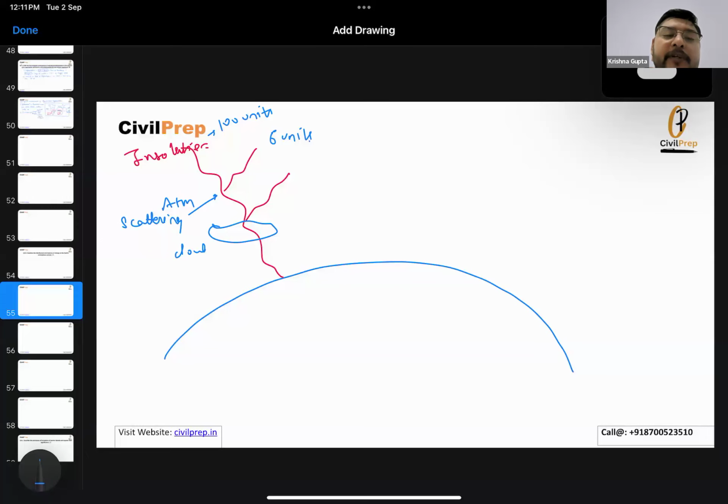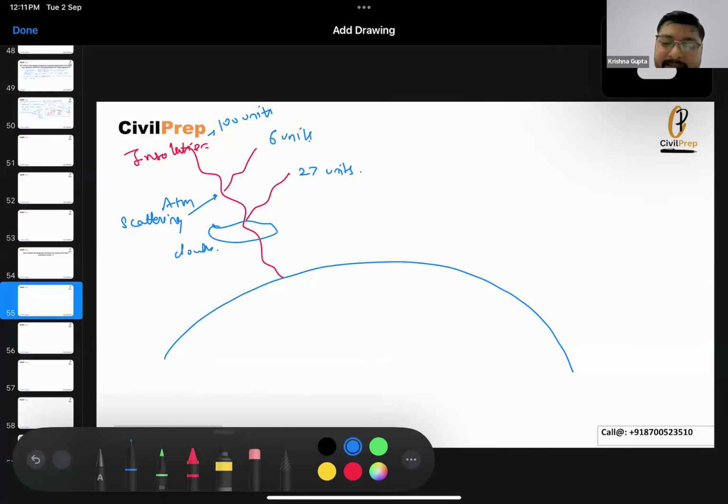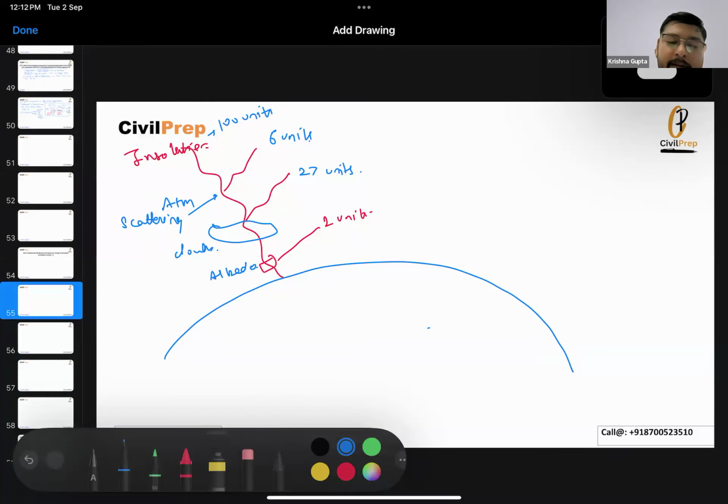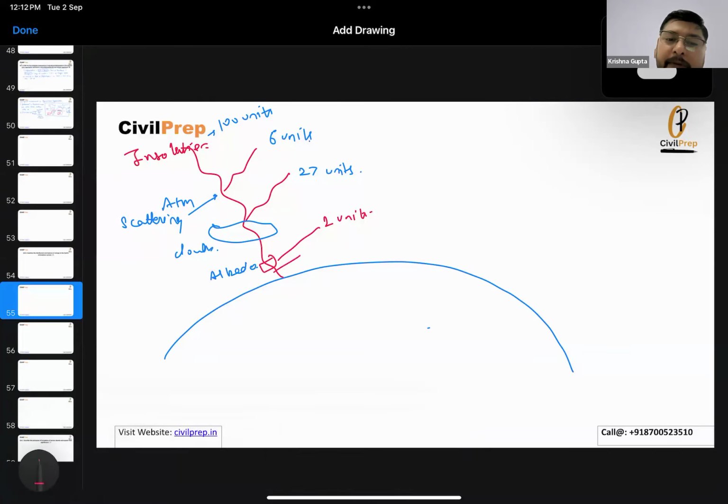By the clouds, how much goes back? From clouds it is around 27 units. Then around 2 units go back by the albedo phenomenon. And within this, 14 units are absorbed by the atmosphere.